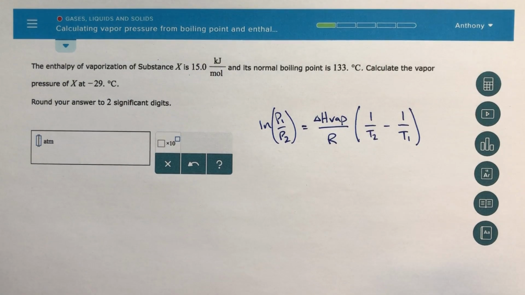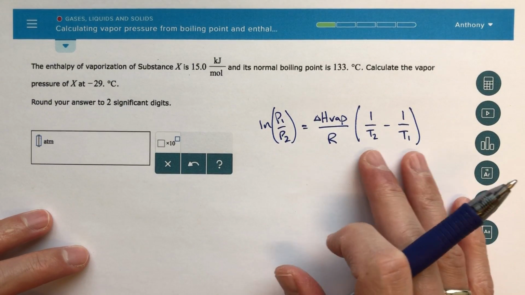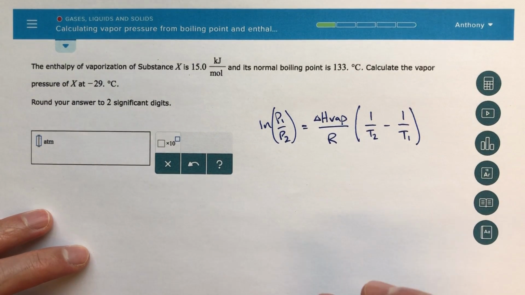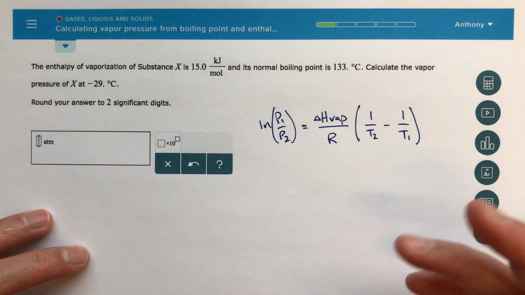All right, welcome back. This is an ALEKS topic that's called calculating vapor pressure from boiling point and enthalpy. And this is a pretty good little topic. It's fairly straightforward. We're going to need to use this Clausius-Clapeyron equation. There's a few little conceptual things that we want to touch on before we leave.